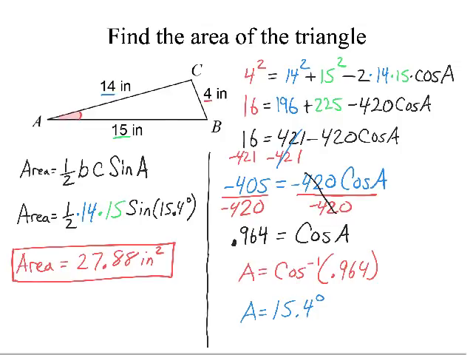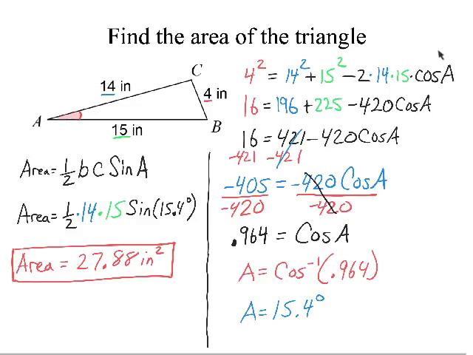We have to use the law of cosines. Law of cosines, well, if I want angle A, it's going to be over here in the cosine. So side A has to be right here. So that's where the 4 comes from. Then I put B and C squared minus 2 times B and C cosine A.